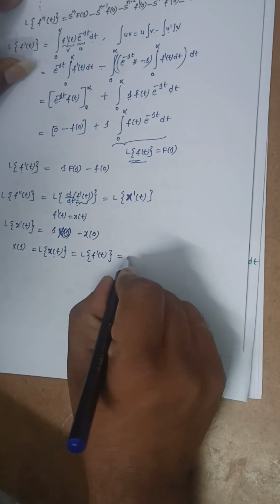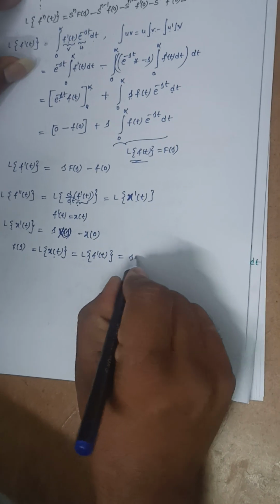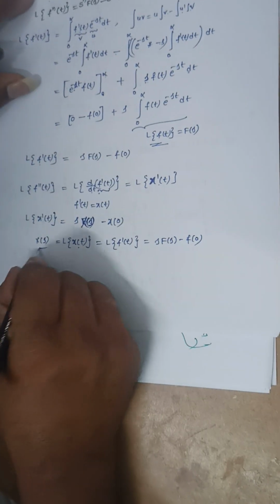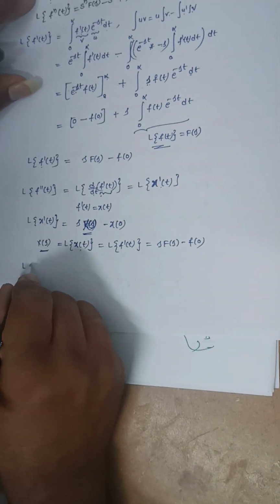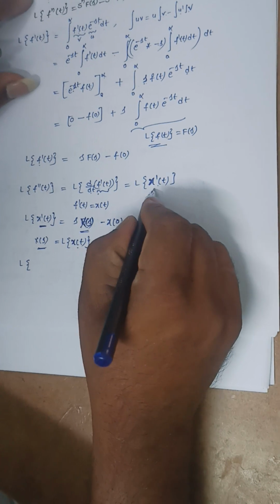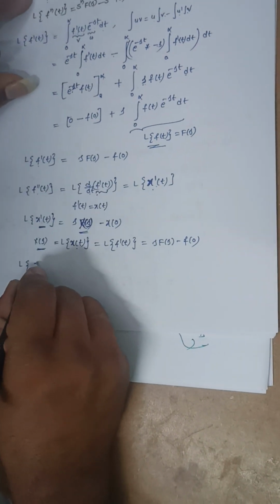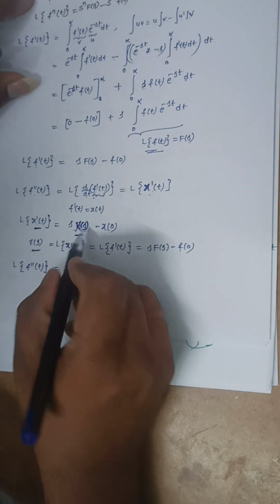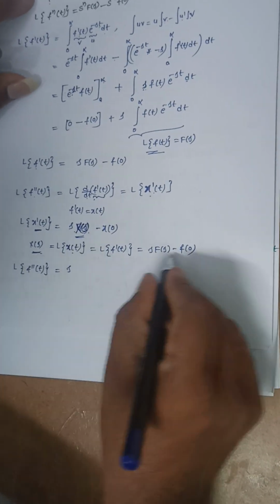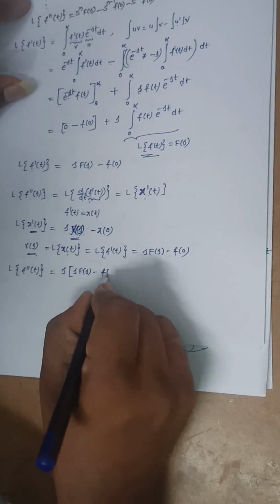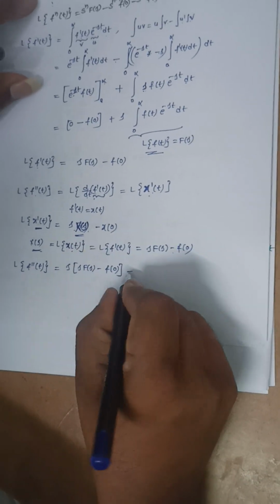The Laplace transform of f dash of t is what we calculated: s into F of s minus f of 0. So you substitute this X of s in this expression. So x dash of t is finally nothing but f double dash of t, that is equal to s into X of s. S into X of s is this one, s into F of s minus f of 0, minus x of 0.